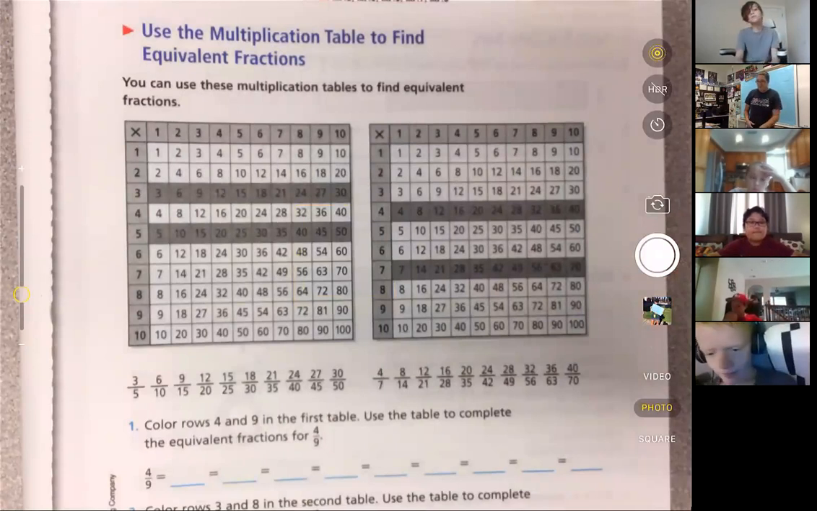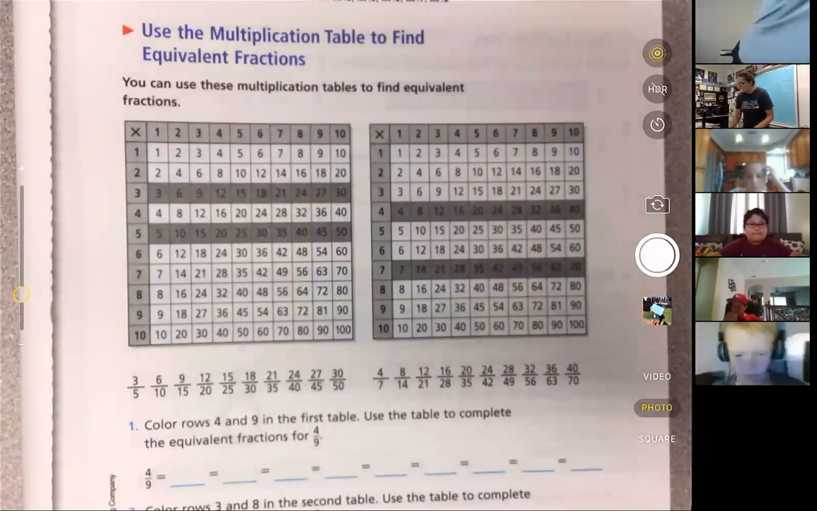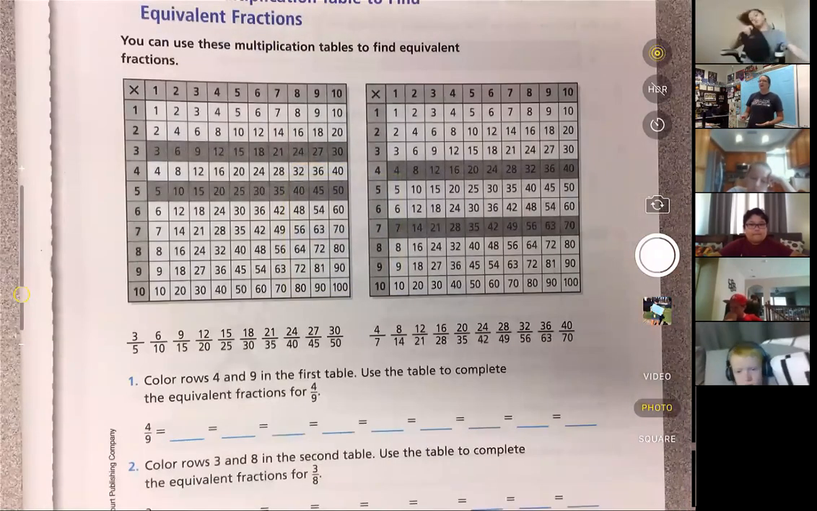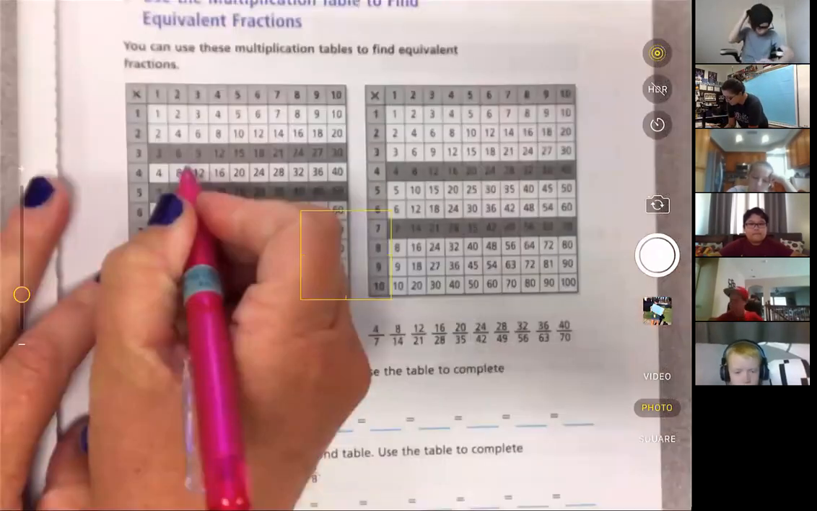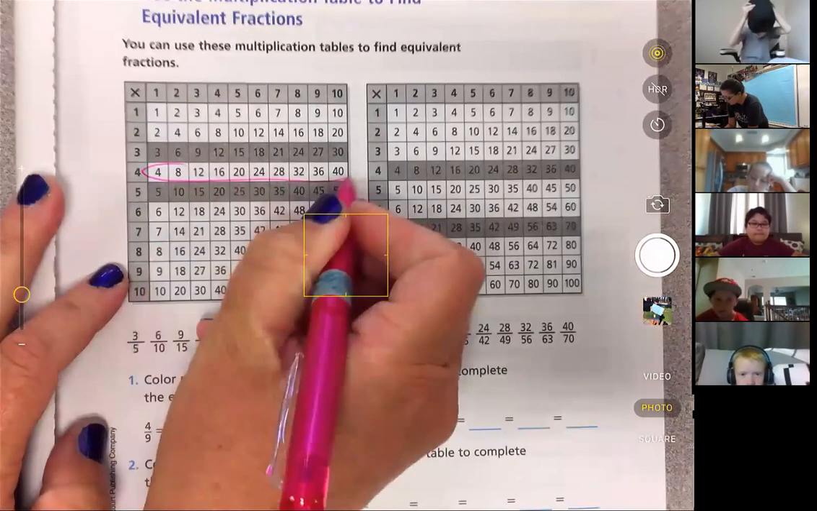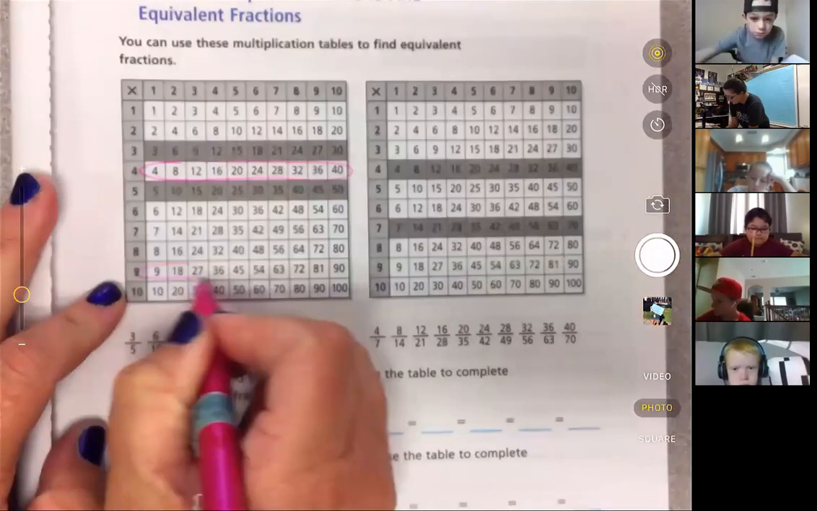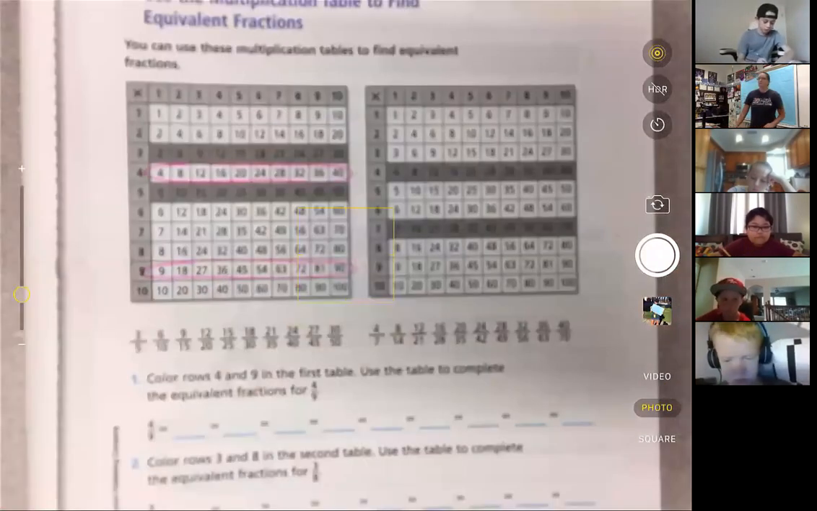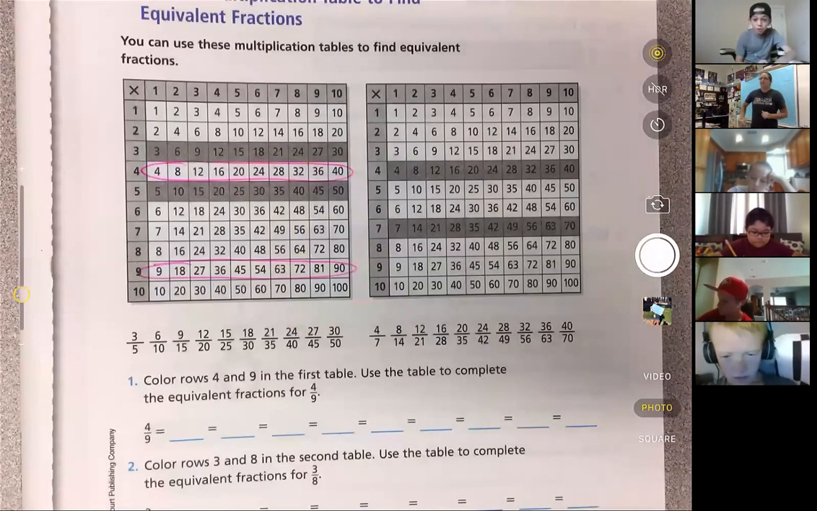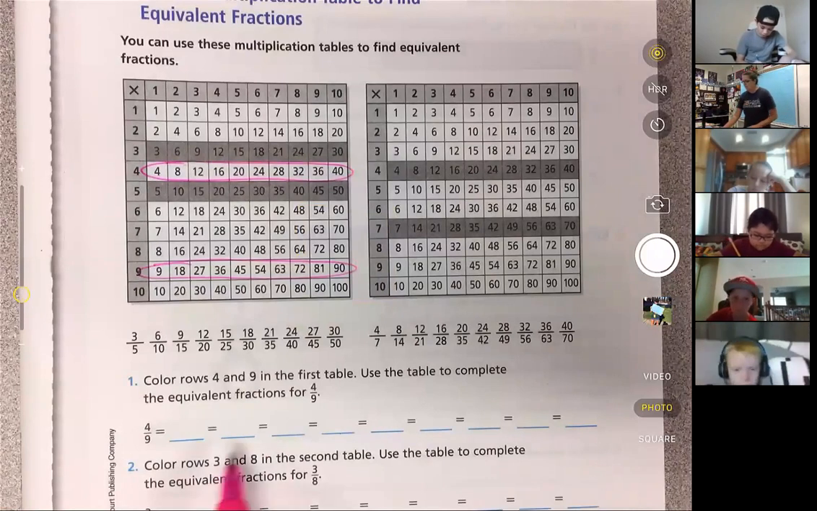So what we're gonna do is start off, and it says to color rows 4 and 9 in the first table. If you don't wanna color them, you can just circle them. 4 and 9 in that first table. And then we're gonna use the table to create all of these equivalent fractions.